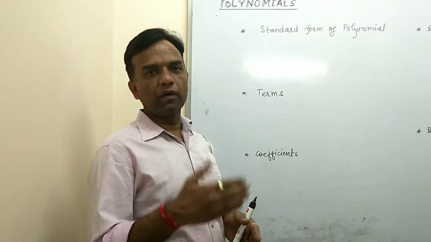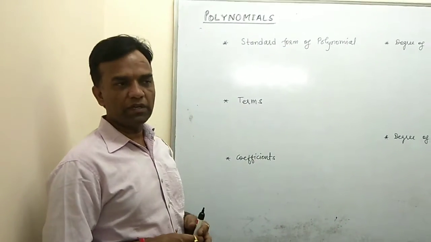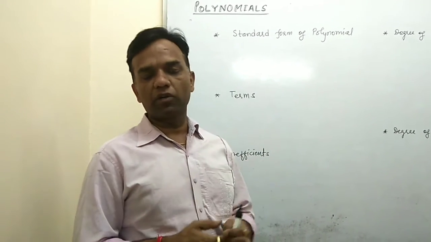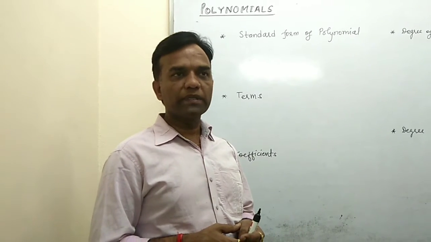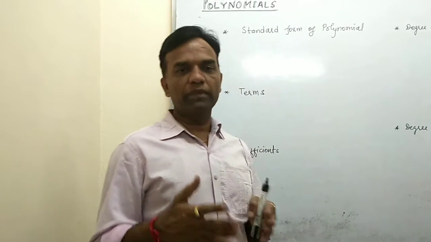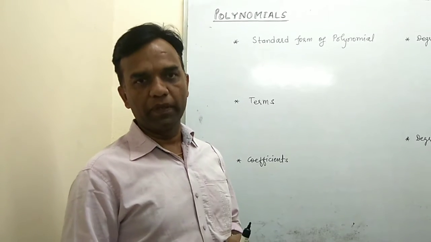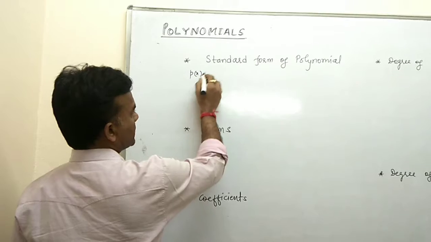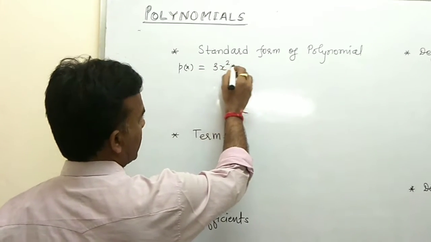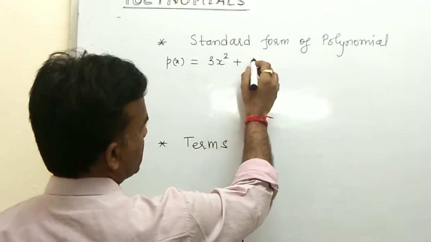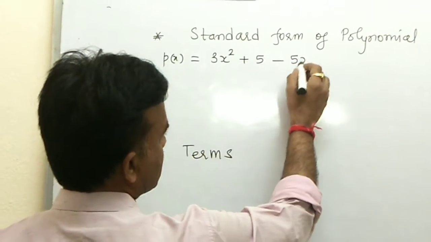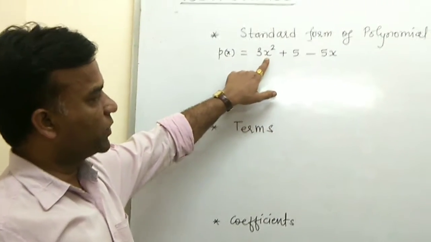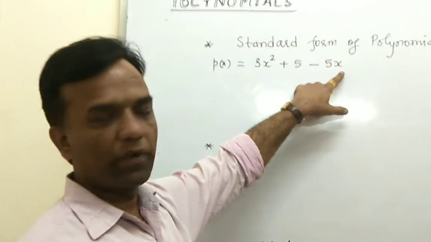So first I clarify: if a polynomial is given, the first question in your mind is whether the polynomial is in standard form or not. First you check, and if it is not given in standard form, then how do you convert it into standard form. For example, we write p of x equals 3x square plus 5 minus 5x. This polynomial is given; here power 2 is given, here power 0 is given, and power 1 is given.